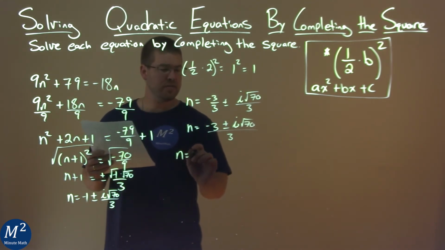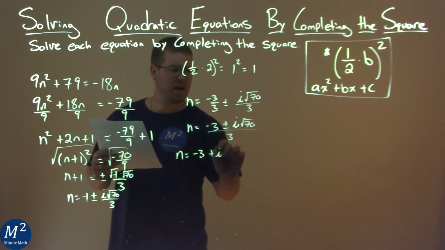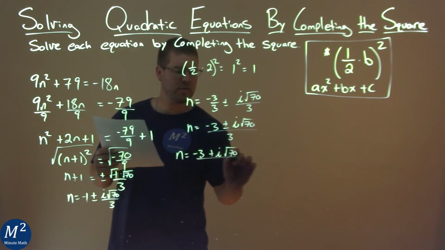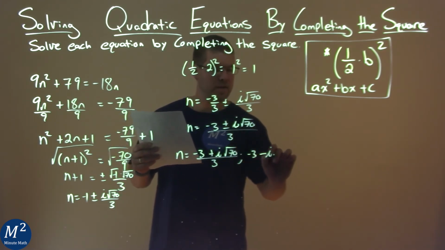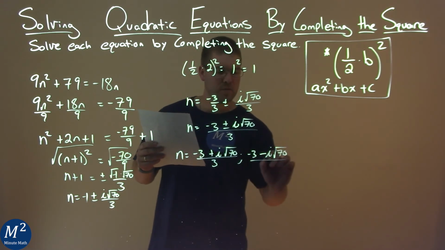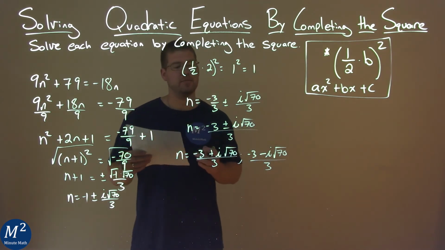We can write the plus or minus separately. So we have negative 3 plus i square root 70, all over 3, as one answer. And the second answer would be negative 3 minus i square root 70, all over 3. Those two are now our final answers.